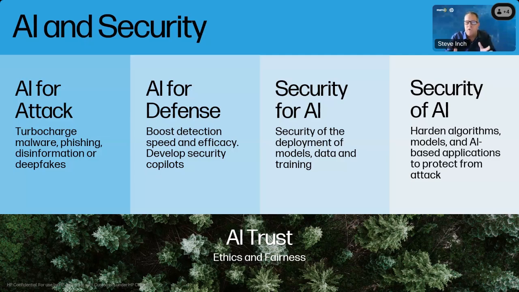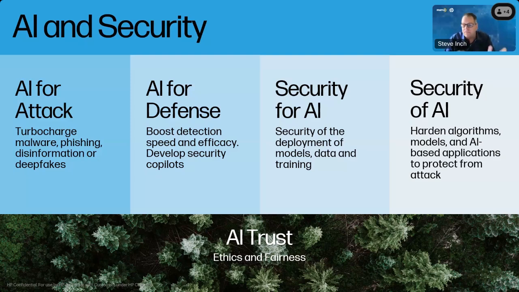Then we want to look at security for AI, meaning the models, data models, and the training that we're doing in the AI that we're developing, both software vendors as well as hardware manufacturers. We want to make sure that there is security of how we deploy those models. There's security around the data and the training methodologies.